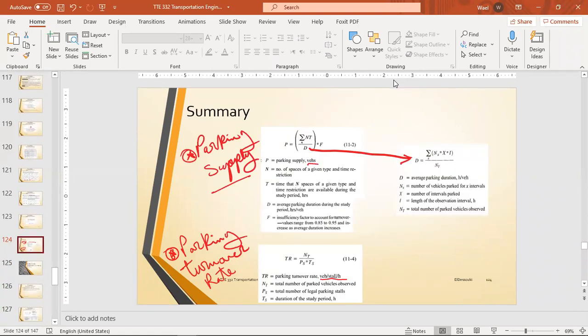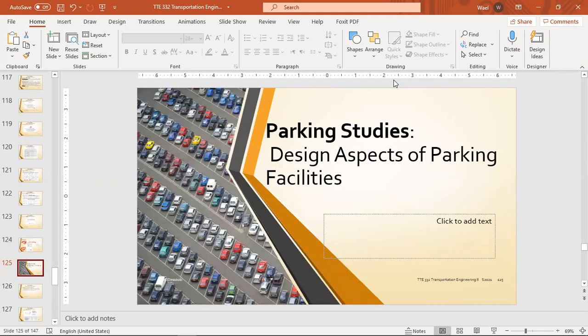Basically, parking supply is defined using this equation, and D, the parking duration or average parking duration, is calculated through this equation. And the turnover is calculated using this equation. Okay, so that's going to be it for the parking supply needs, turnovers, and inventory. Then we will move on to the design aspects of parking facilities.